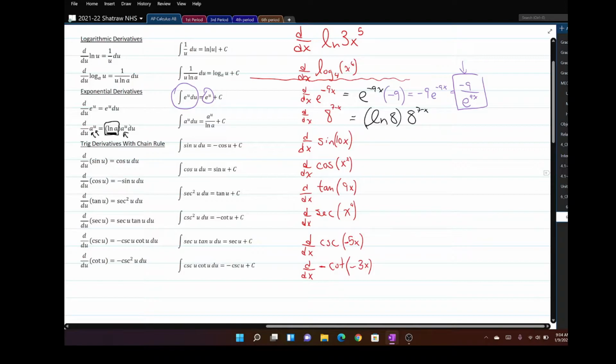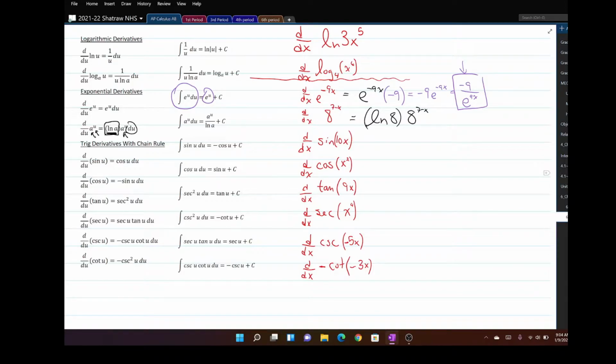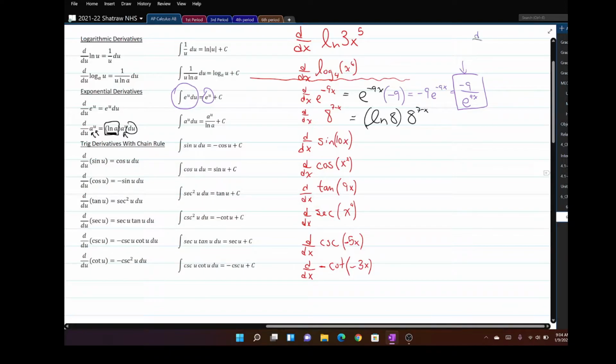And then don't forget that chain rule piece. All right, so the chain rule piece is the derivative of 7 minus x. So d dx of 7 minus x is going to be 0, and the hidden invisible constant there is a negative 1. So my answer will be 0 minus 1, which is just a negative 1. And so in the front, you'll see a negative natural log of 8, and you will see that being multiplied by your original piece, which was 8 to the power of 7 minus x.